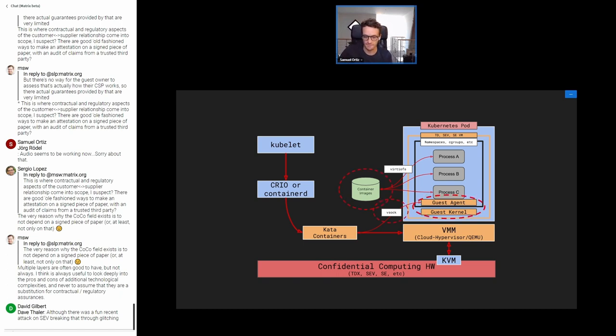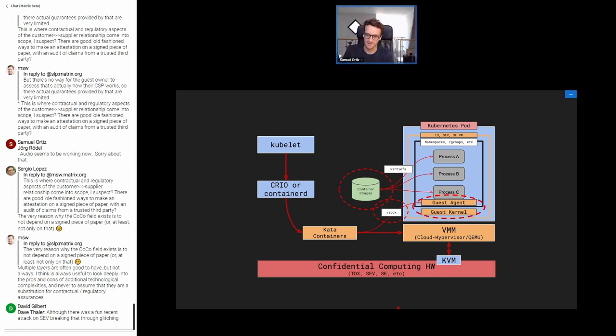Why? There are many points that we need to fix in order to do that. As I said, the container images are really what the pod is going to run. The workload of the pod is the set of container images. It's not the guest image. It's not the guest kernel. It's not the guest agent. It really is contained in those images. So if you leave the container images under the host control, then you're completely breaking the confidential computing model.